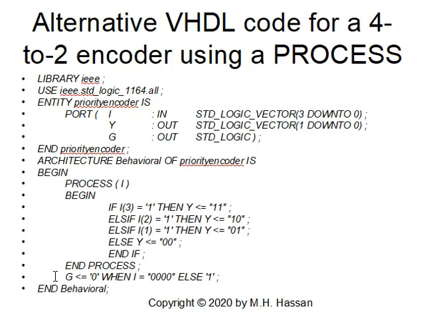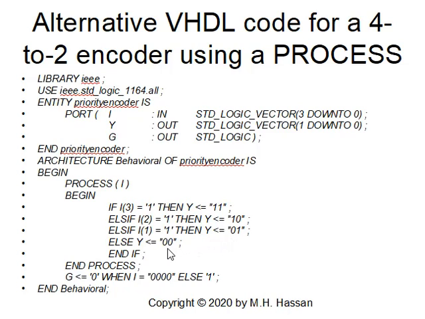Now, if we want to add a process, we can do that here. The entity has not been changed at all. We have I, Y, and G. I and Y are defined as vectors, and G as a single bit. I will end the priority encoder, architecture behavioral of priority encoder begin. Process I, because I is changing. I is the input. Begin. If I3 is 1, I will assign Y to be 1, 1. Else, if I2 is 1, then Y will be 1, 0. Else, if I1 is 1, then Y will be 0, 1.